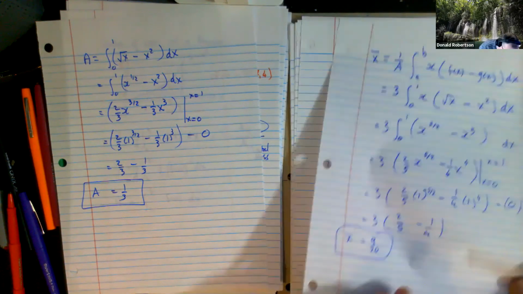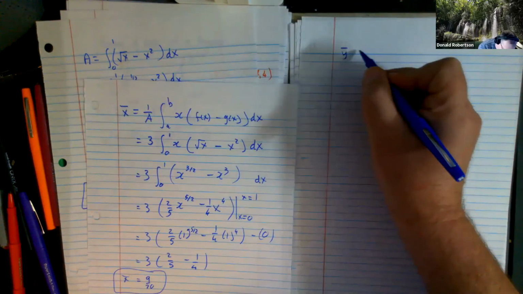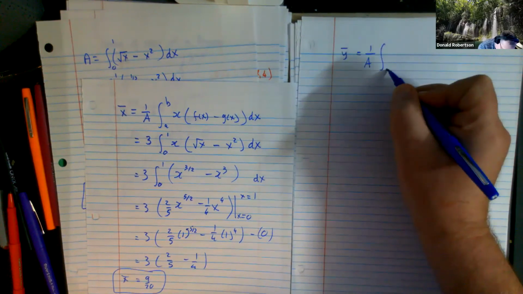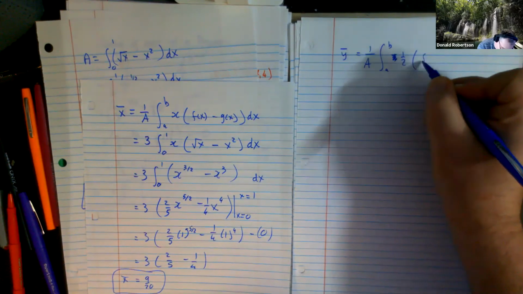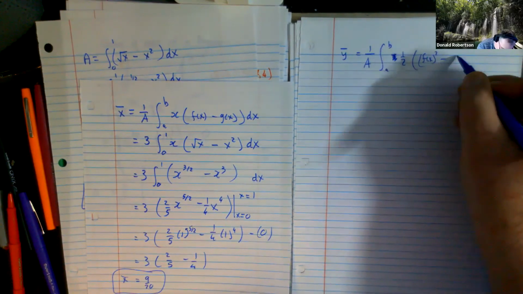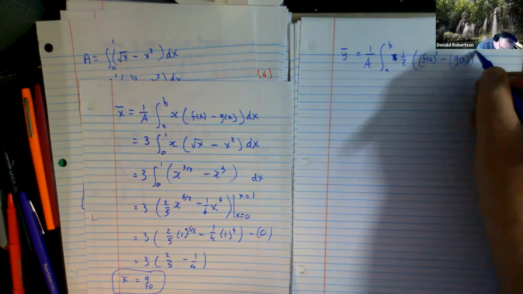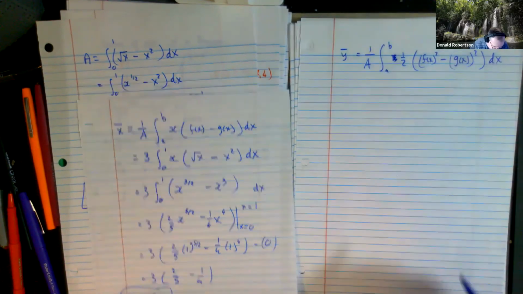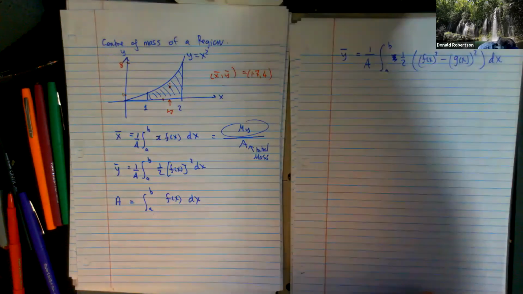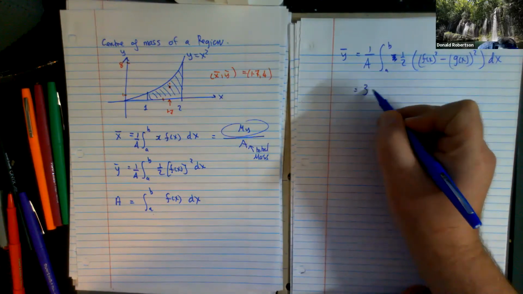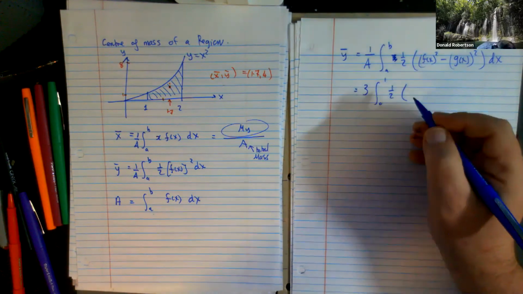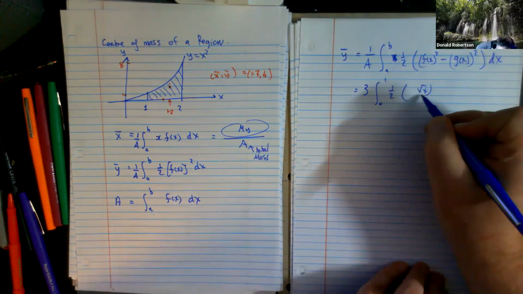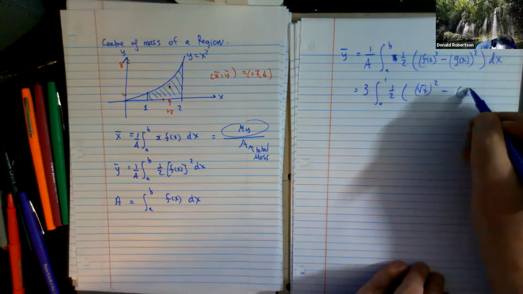Let's get y bar. It's got its formula. Oops. 1/2 f of x squared, take away g of x squared. So you square them first and subtract them second, right? So that's a third, so you get 3, 0 to 1, 1/2. F of x is the square root of x, and you square it. G of x was x squared, and you square it, dx.